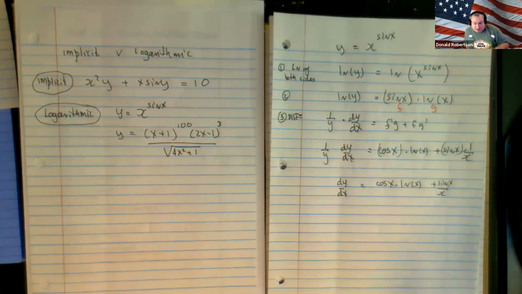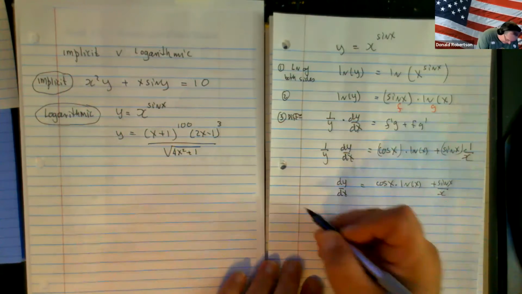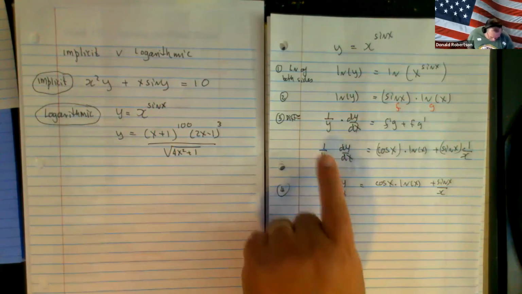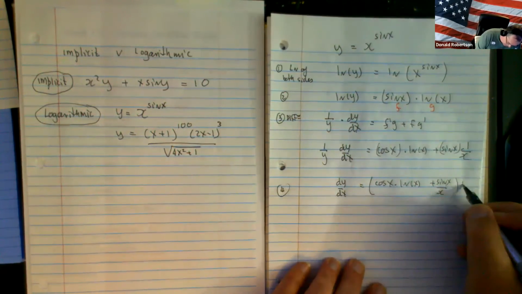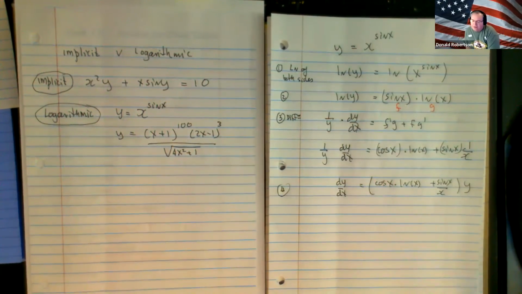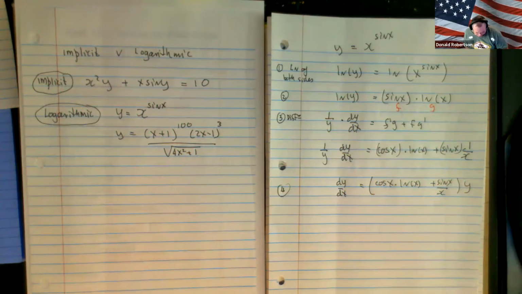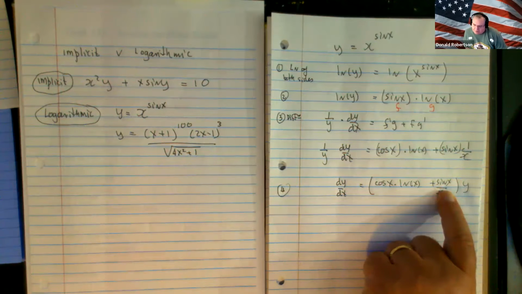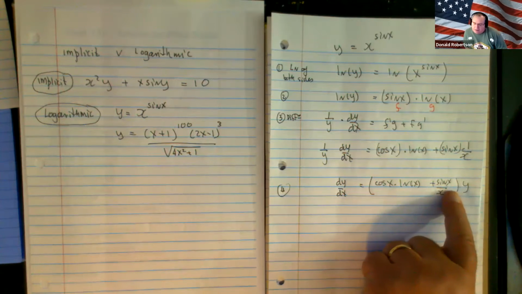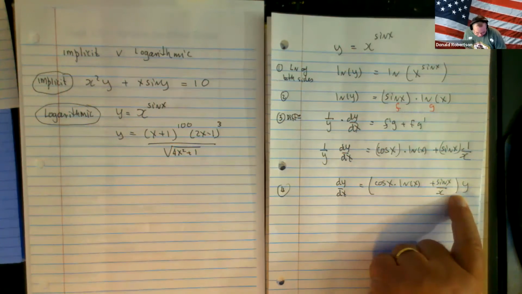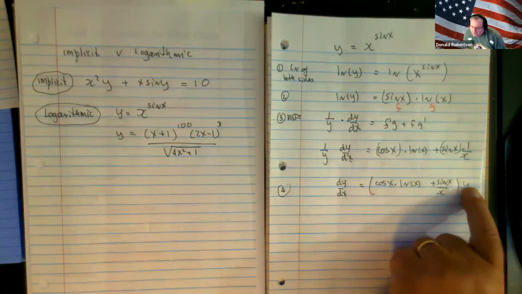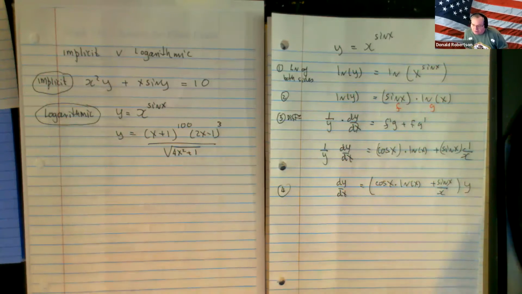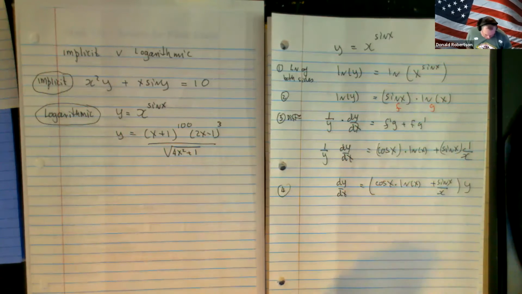Okay, what do we do next? Well, if you multiply both sides by y, you'll have isolated the dy by dx, which is what you're trying to do. And that looks very nice, but it's not actually the final answer. In logarithmic differentiation, the answer should all have x's in it. In implicit, it's okay to have x's and y's in your answer, right? The derivative will pretty much guarantee you have that.